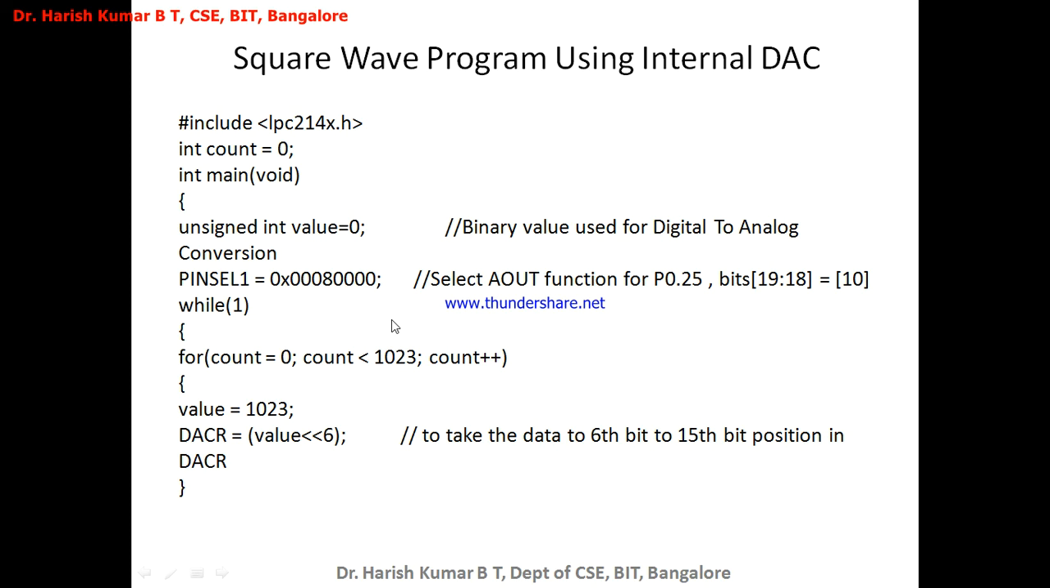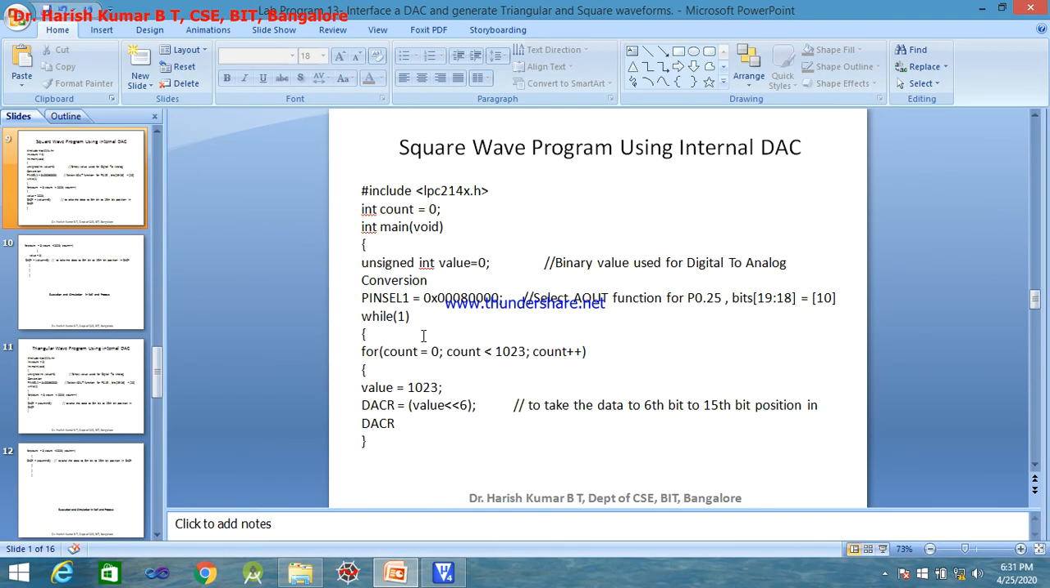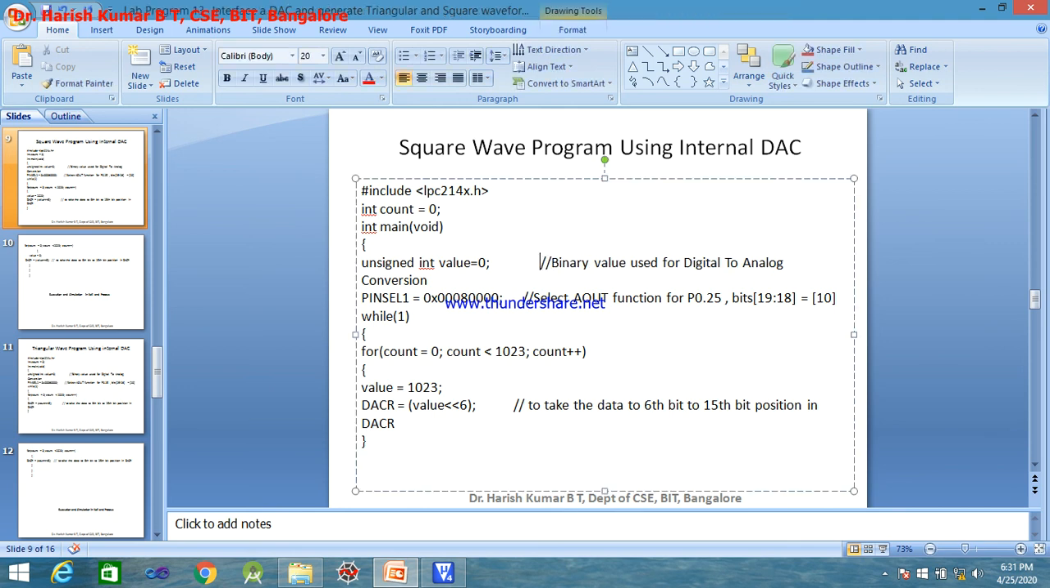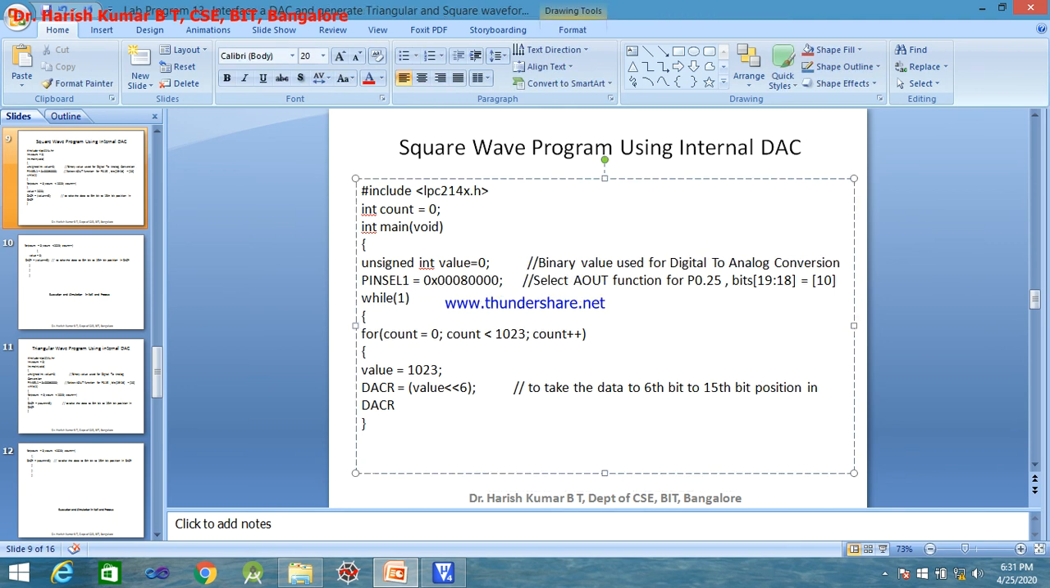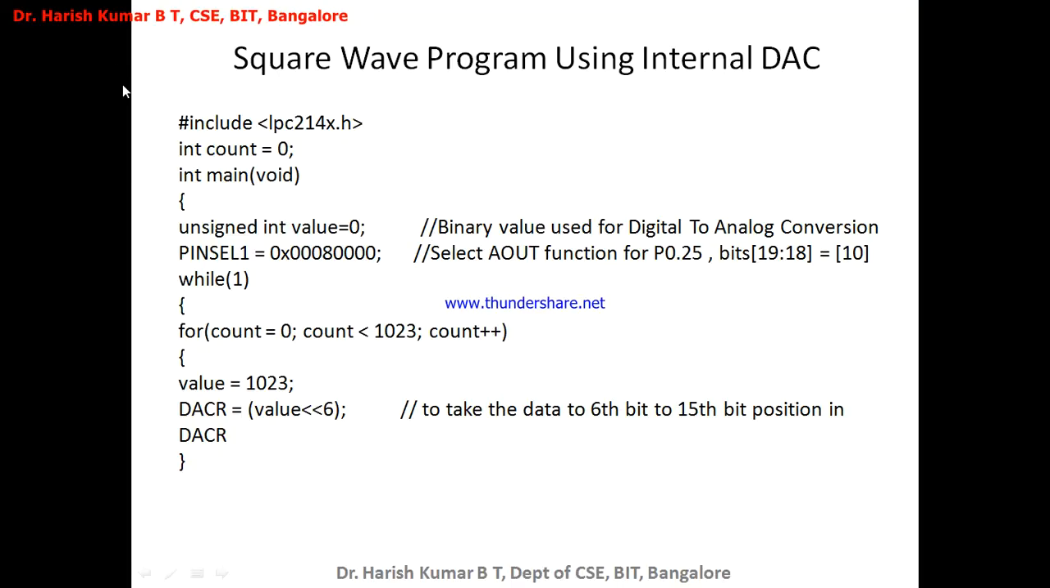Now, one second. This one I think I'll just pull it. This is the comment line. The next one is save. So, square wave program using internal DAC.